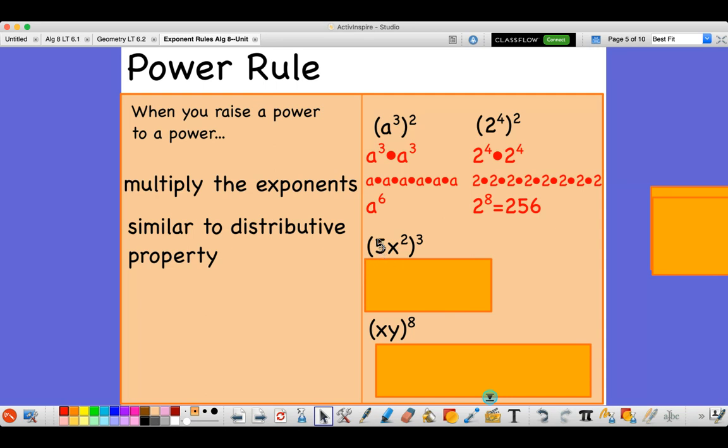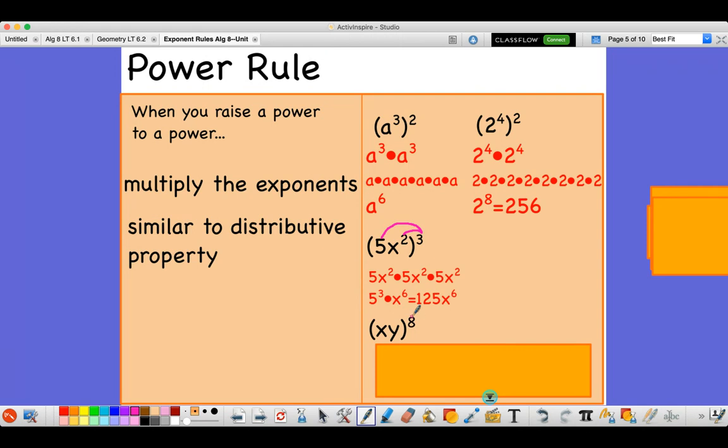Our third example, notice that this has 5x squared in parentheses, and then it's raised to the third power. So that means that we have 3 5x squareds, just like that. So then you will combine your like terms, 5 times 5 times 5, which gives you 5 to the third power. And then x squared times x squared times x squared, which is x to the sixth, you get 125x to the sixth. So again, looking at this is where it's like the distributive property. It's 5 to the third power and x squared to the third power.